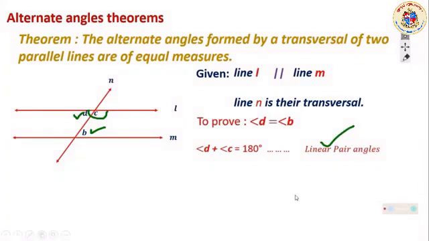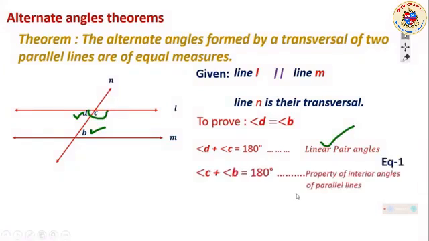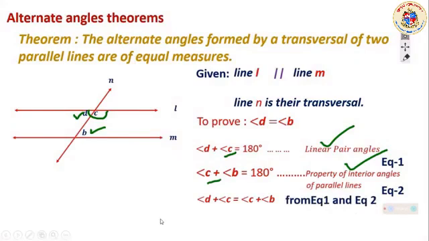We also know that C plus B is equal to 180 because they are interior angles. From that we can conclude that C is common here again. That means angle D is equal to B. Angle D is equal to B because we have C common, which is the proof that alternate angles formed by a transversal of two parallel lines are of equal measure.